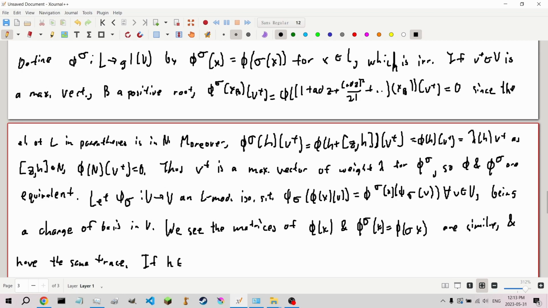If k is a positive integer, the function x to the trace of phi of x to the k is sigma invariant. And this we see.